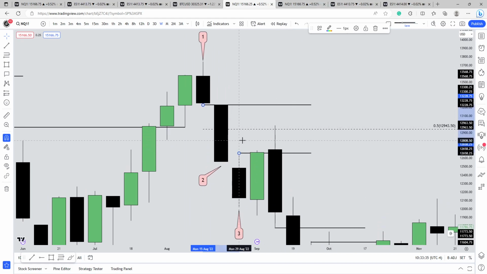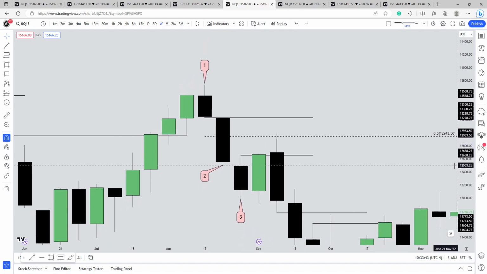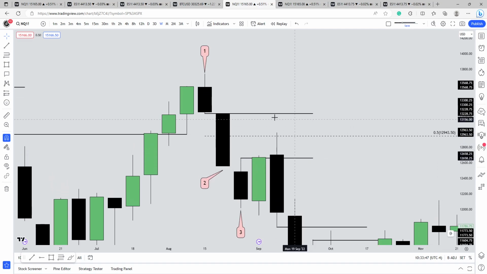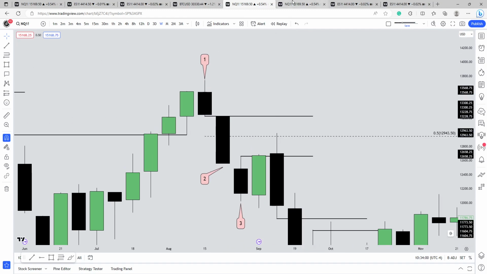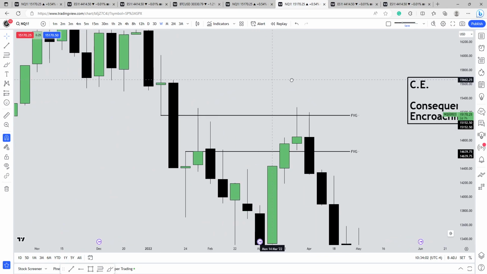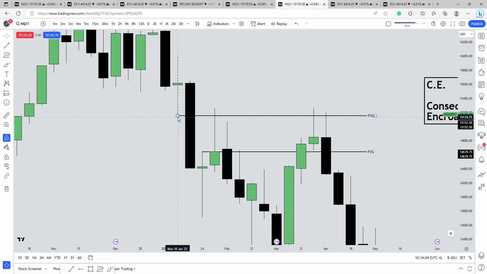So the purpose of marking out the CE, or the consequent encroachment, is just to identify the midpoint of the bearish fair value gap. That's all it is. So it's not too difficult to understand. The reason that we mark this out is because this is a sensitive point of the fair value gap. So the algorithm, when it pulls back upwards, can be sensitive to that midpoint, or the consequent encroachment of the fair value gap. So to take a look at another example right here, this is a bearish fair value gap.